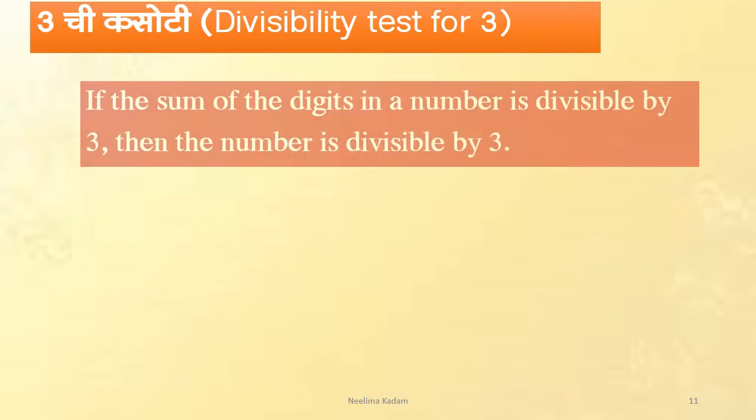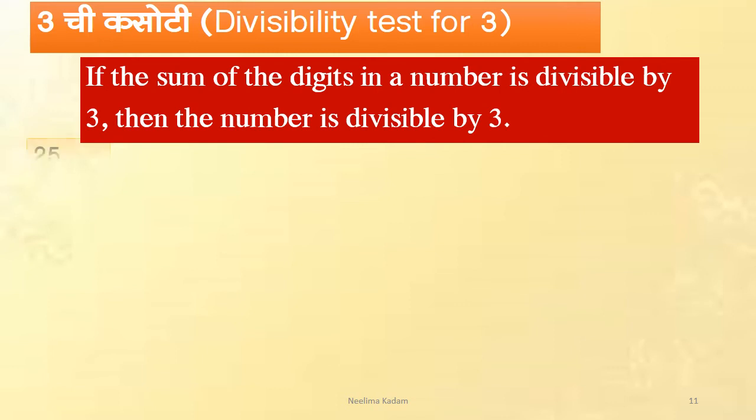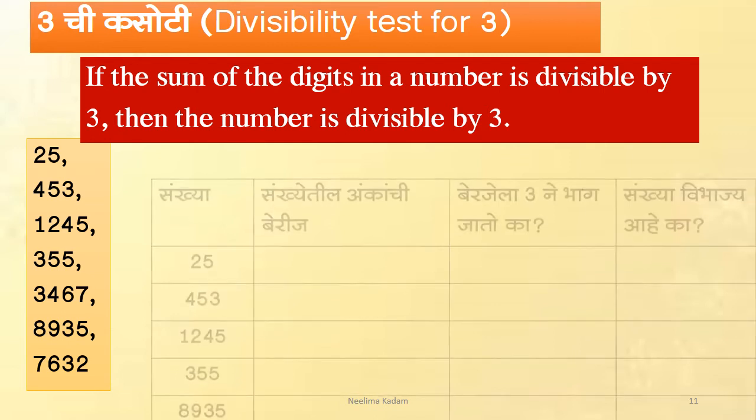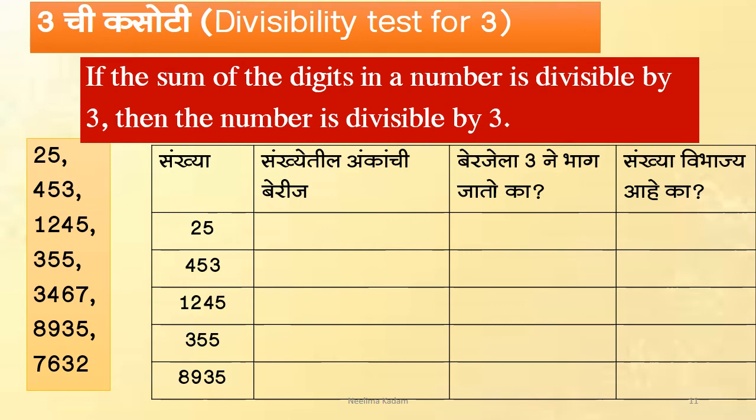Divisibility test for 3. Let's try some more examples. Now the test is the sum of the digits in a number. Here are some numbers and we have to see whether these numbers are divisible by 3 or not. So 25. We add the digits in the number, that is 2 plus 5, which is equal to 7. Now is 7 divisible by 3? No. And therefore 25 is not divisible by 3.